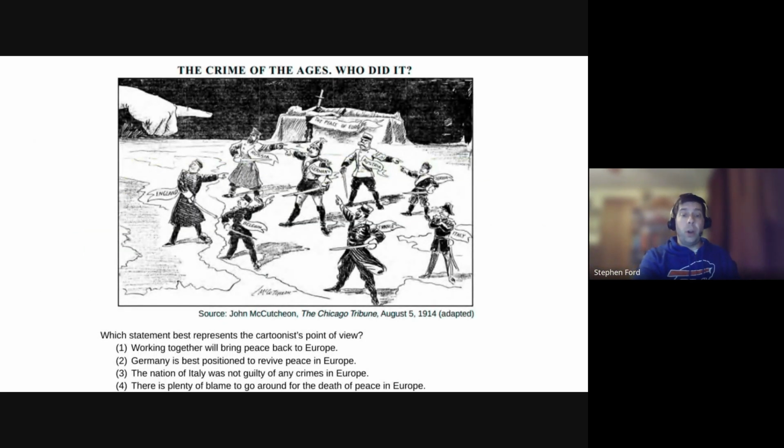Okay, here's a cartoon. Might look semi-familiar to you. We talked about it in class. Which statement best represents the cartoonist's point of view? Whoops, that was supposed to be circled, but you get my point. Point of view. What does the artist think? What does the cartoonist think? That's basically what point of view means on your Regents.